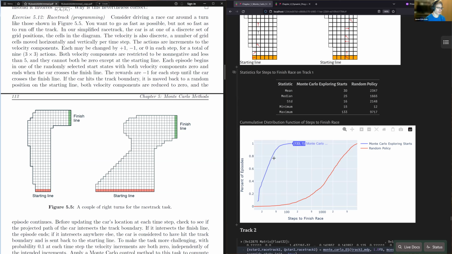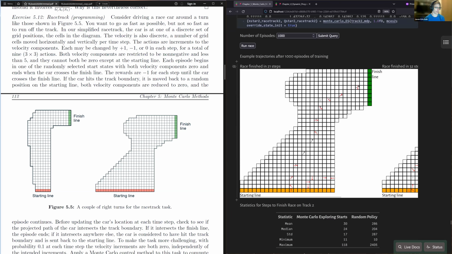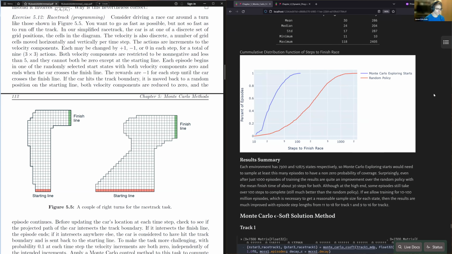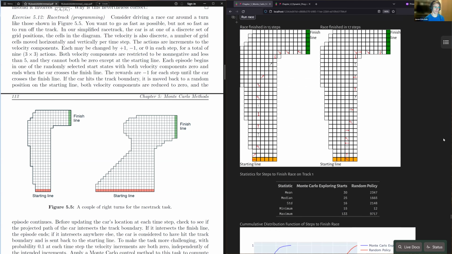And you could see that it's in a pretty narrow range compared to the random policy, where the worst outcome is finishing the race in like 100 something steps, and the best is 15 steps. And this is for track 2, the same situation. It works on both tracks. Yeah, and I had done this before, allowing it to run for like 1,000,000 episodes or something.